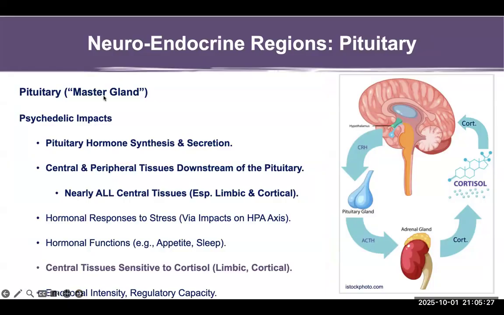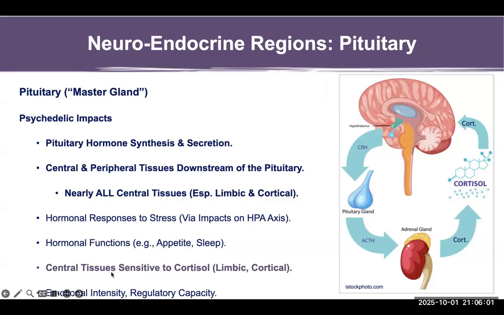So going back to the pituitary gland, with psychedelic impacts in the pituitary, we're going to see changes in pituitary hormone synthesis and secretion. We're going to see central and peripheral tissues downstream of the pituitary become impacted, and that's nearly all central tissues, especially limbic and cortical tissues. We're going to see changes in hormone responses to stress, through impacts on the HPA axis. We're going to see changes in hormone functions, so changes in appetite and sleep.